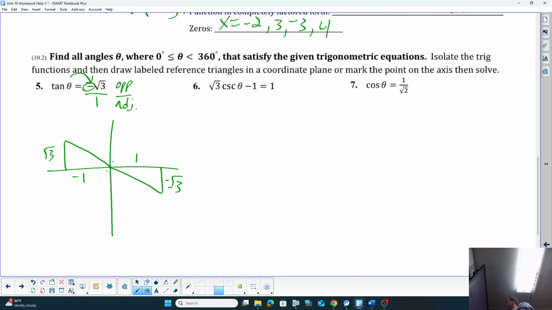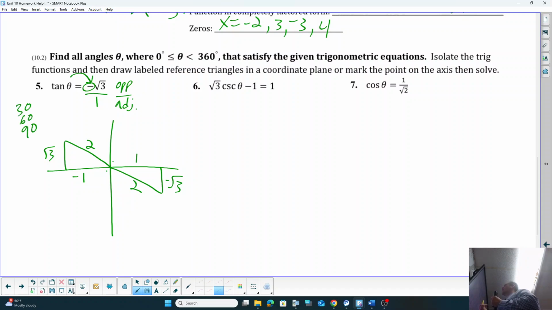And so what kind of triangle is this? What's got 1 and radical 3 in it? What's the hypotenuse? Use the Pythagorean theorem. You're going to get a 2 for the hypotenuse. Ooh, so this is a 30, 60, 90 right triangle.